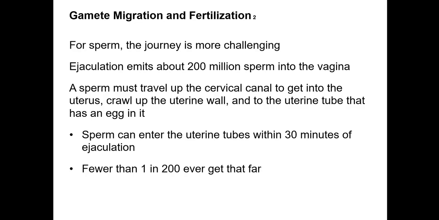Again, only about 200 or 300 at the most sperm cells will be able to make it into the uterine tube and potentially fertilize that. Only one is going to fertilize the secondary oocyte, but could potentially make it to that secondary oocyte.